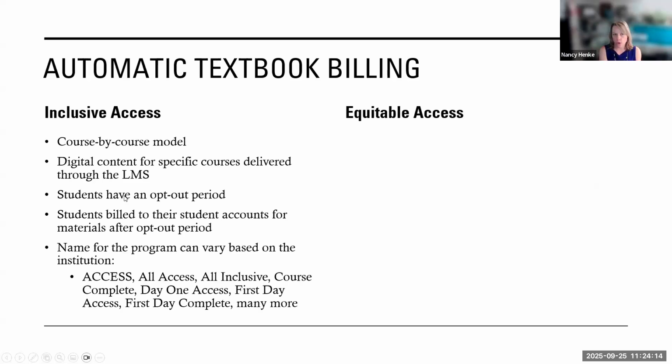Okay, so inclusive versus equitable access. Inclusive access is a course by course model. So in these specific cases, the digital learning materials for the courses that have an inclusive access textbook are all delivered through the LMS, so through Canvas or Moodle or D2L or whatever it is. And so students enrolled in the class, as soon as they get their Canvas account and log in, the course materials are there. Then students have a specific opt-out period where they can choose to opt out of purchasing those digital materials in the LMS. And if they choose not to opt out, then they are automatically billed for those to their student accounts.